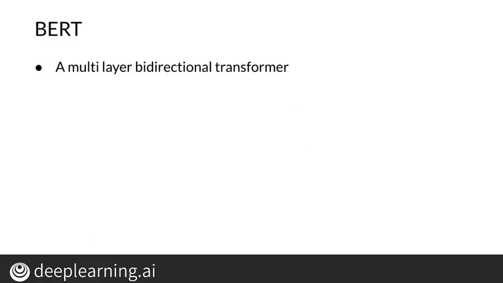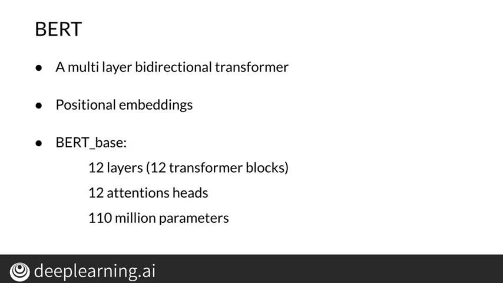So we'll discuss some notation over here. First of all, BERT is a multi-layer bidirectional transformer. It makes use of positional embeddings. And the famous model is BERT base, which has 12 layers or 12 transformer blocks, 12 attention heads, and 110 million parameters. And these new models that are coming out now, like GPT-3 and so forth, have way, way more parameters and way, way more blocks and layers.